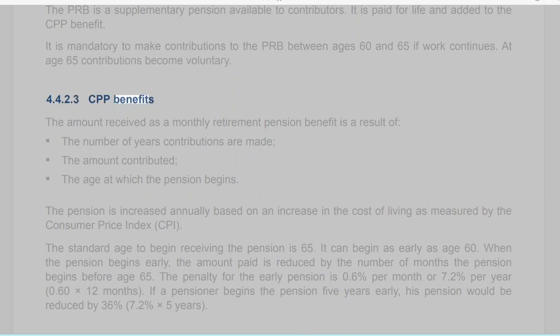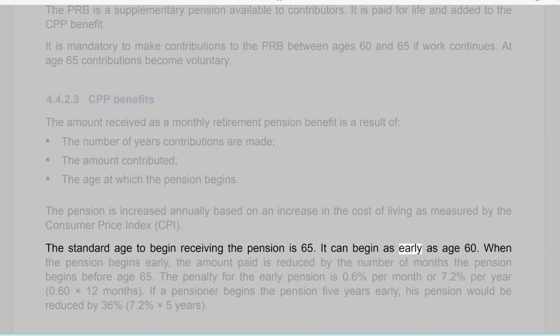4.4.2.3 CPP benefits. The amount received as a monthly retirement pension benefit is a result of the number of years contributions are made, the amount contributed, and the age at which the pension begins. The pension is increased annually based on an increase in the cost of living as measured by the Consumer Price Index, CPI. The standard age to begin receiving the pension is 65.